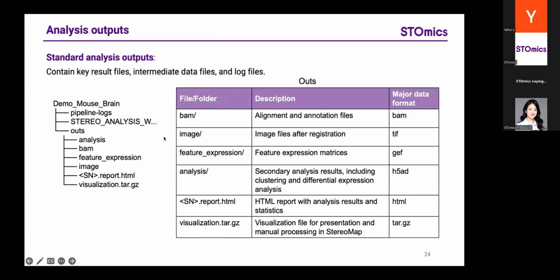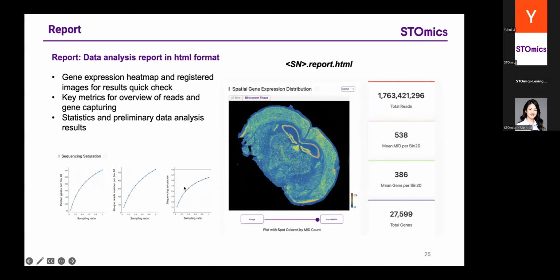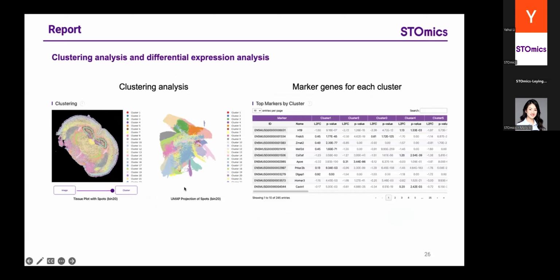Here, I'm going to introduce them a little bit more. This is the report HTML file. On the summary page, we can view the gene expression heat map and the registered image to quickly check if they are aligned properly. Besides, there are key statistics like total reads, MID count, gene numbers, and the sequencing saturation curve for you to quickly assess your data. The report also has clustering analysis results along with the marker gene analysis. They are very useful information for your downstream analysis.